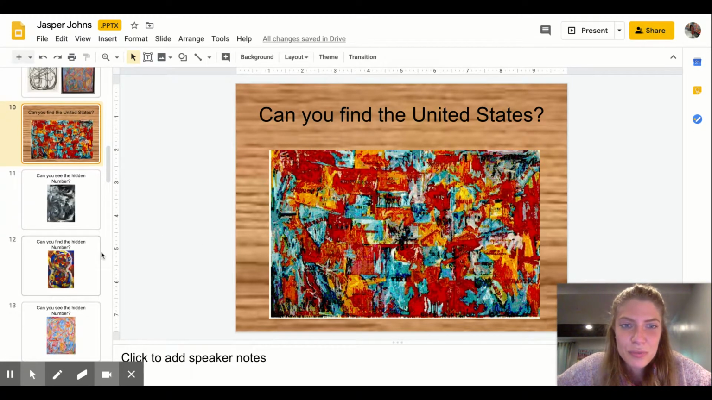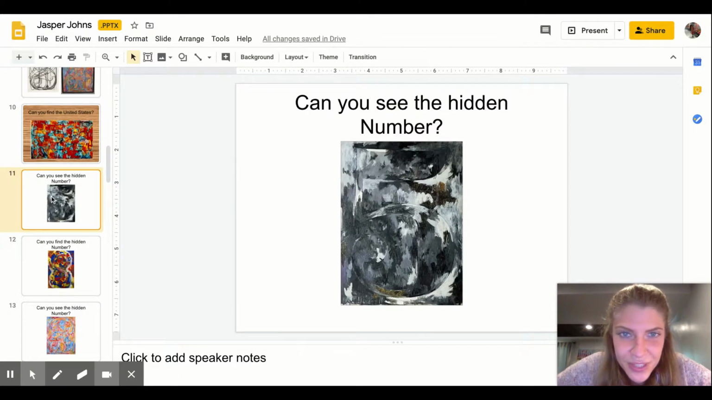Let's look at a couple more examples. So let's look at this picture. Can you see a number? I'll give you guys a couple of seconds to look at it. If you see a number 5, you're right. Here's the number 5. And he chose to go with a very similar color palette. He used a black and white grayscale. And it also looks very hidden.